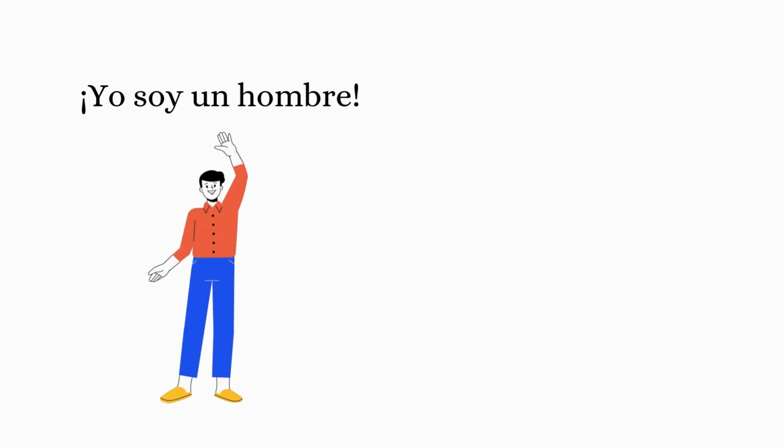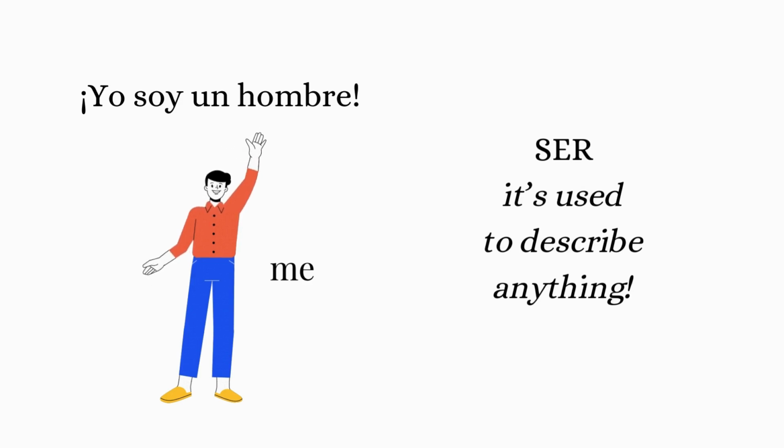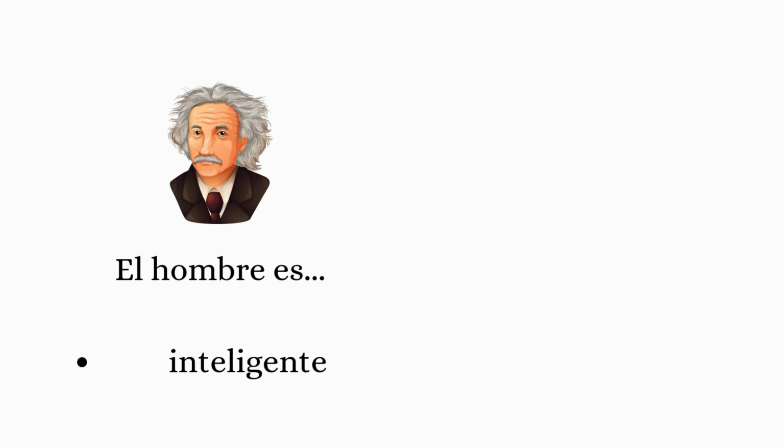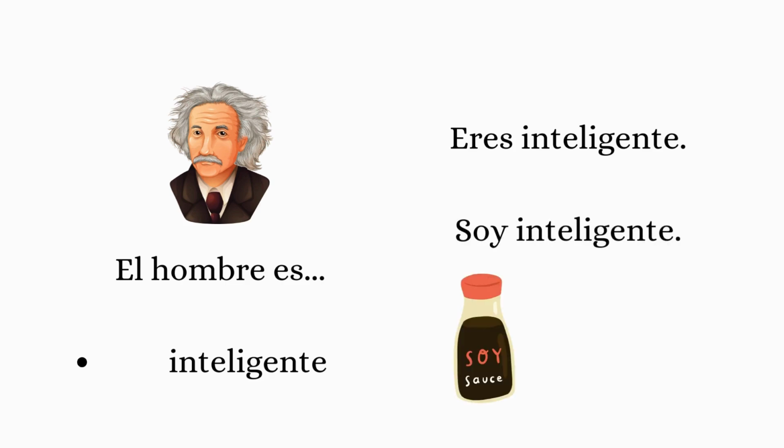Yo soy un hombre. It's a sentence that describes me. So ser, it's used to describe anything. Here, describe this. El hombre es inteligente. But if I talk to you, I say, eres inteligente. And from your point of view would be, soy inteligente.